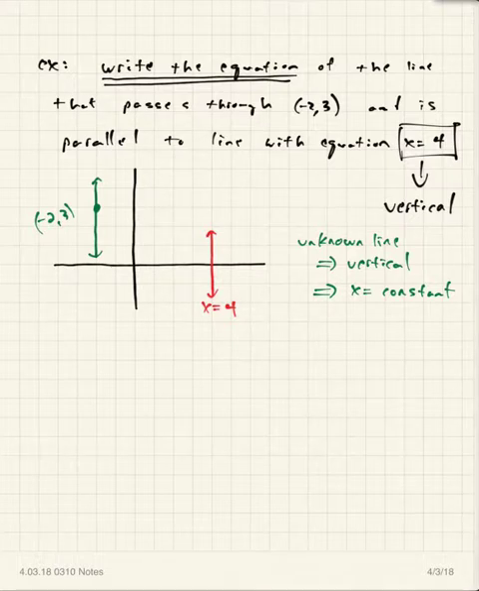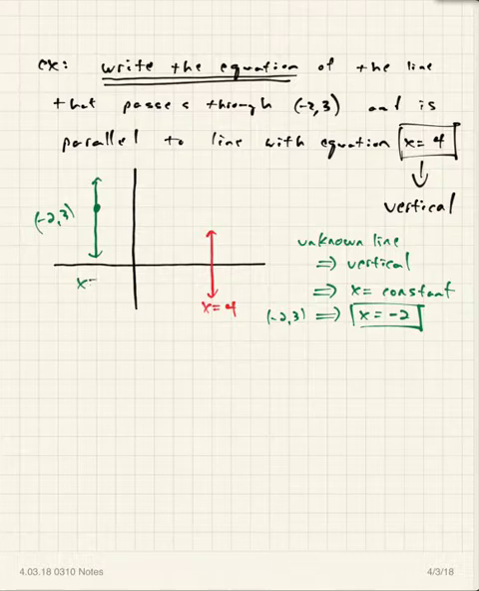And what do I know? I know that it goes through the point (-2, 3). And so that tells me what the equation's got to be, because the x-coordinate of that point is negative 2. The equation of this line has to be x equals negative 2. And that is my equation, right? That's the line right there, x equals negative 2. It's got to be the case. Right? And that's my answer.